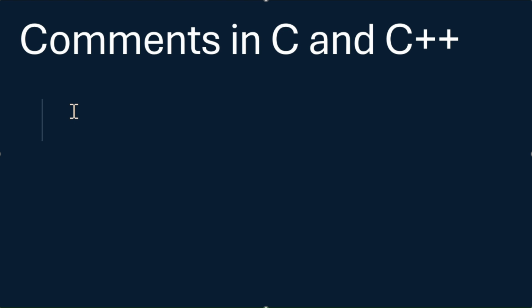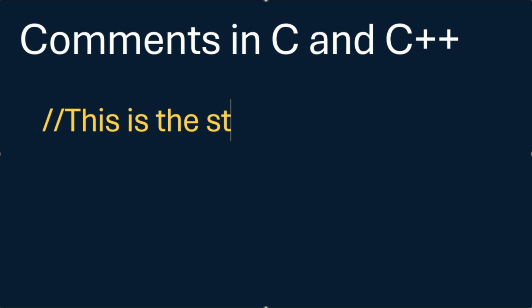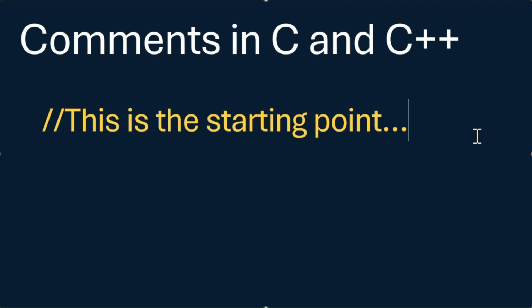For example, for comments, there are two types. The first is a single line comment. If I have to tell the compiler that this is a comment, please ignore it, then I have to write 2 slashes, and after that I can write anything. So the compiler is not going to execute it, it's just for the user, so the user will know what I'm going to do with this program. So this is a single line comment.